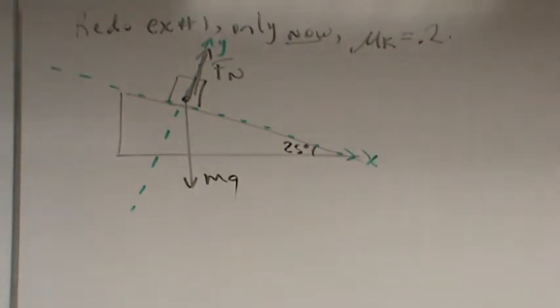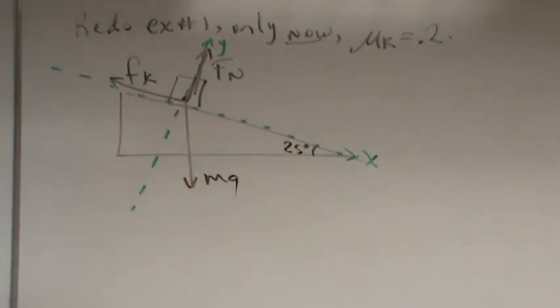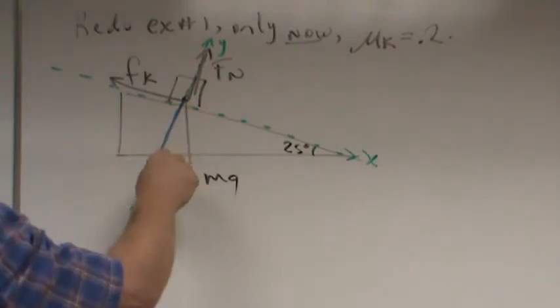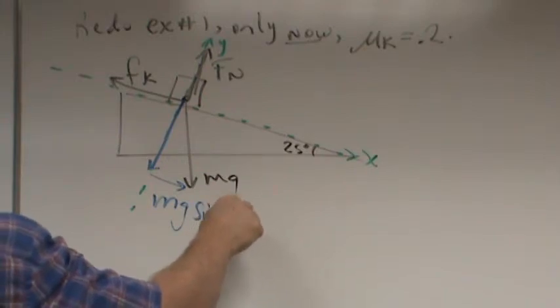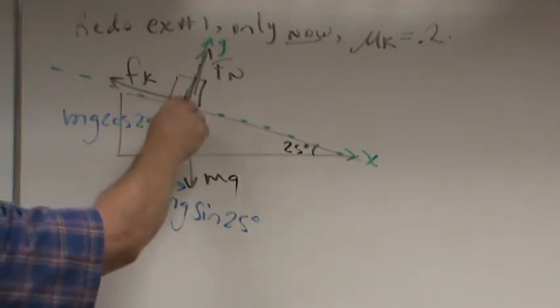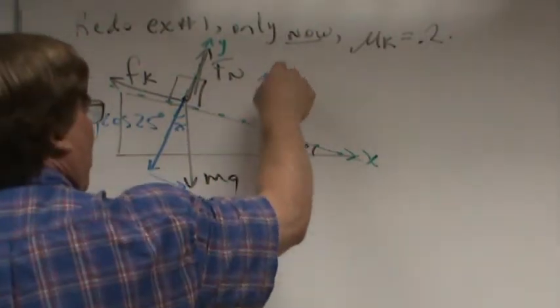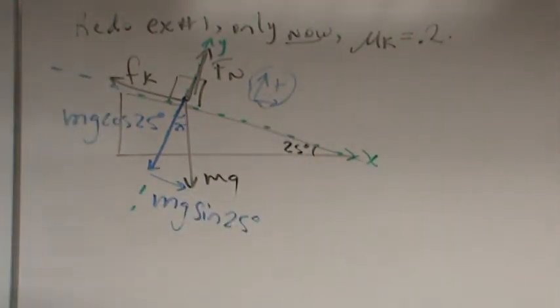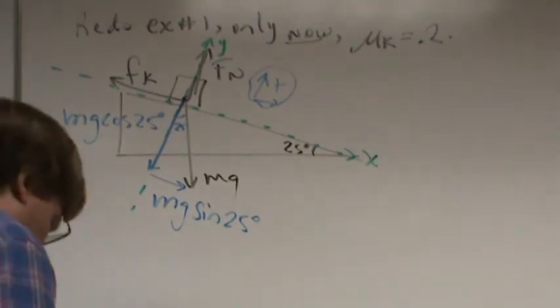Hopefully you got normal force perpendicular to the ramp. Hopefully you got kinetic friction force parallel to the ramp. Hopefully you got your y and x components of mg. The x component of mg is mg sine 25 degrees. The y component is mg cosine of 25 degrees, because this angle will always be 25 degrees. And there's my free body diagram. Now, one thing I forgot to mention in the previous problem is I have to define what direction is positive, and I tend to define down the ramp as positive.